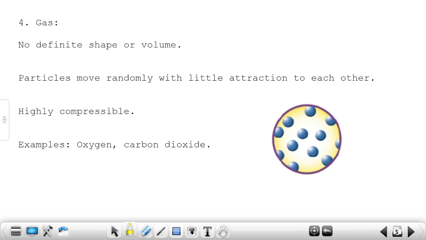So a gas has no definite shape or volume. Particles move randomly with very little attraction to each other, but it is highly compressible. Solids and liquids are not. Liquids can be ever so slightly compressed, like a tiny bit. Solids can't, basically at all. Gases can be compressed a fair amount. Some examples are oxygen, carbon dioxide. The air we breathe is a mix of a lot of different gases.